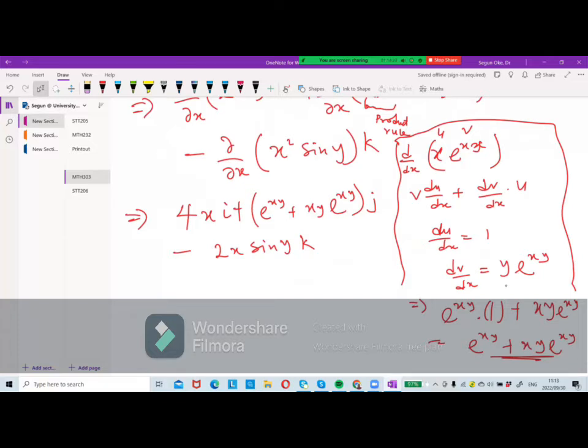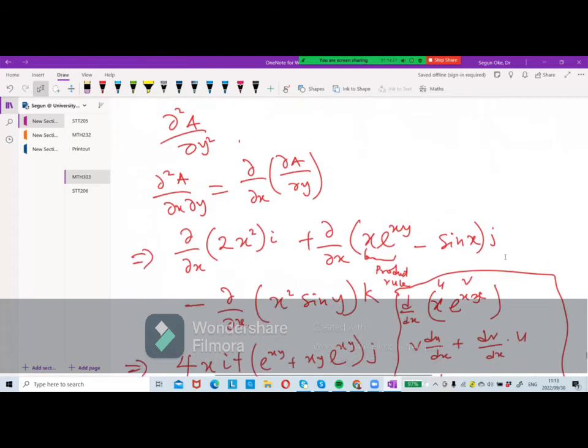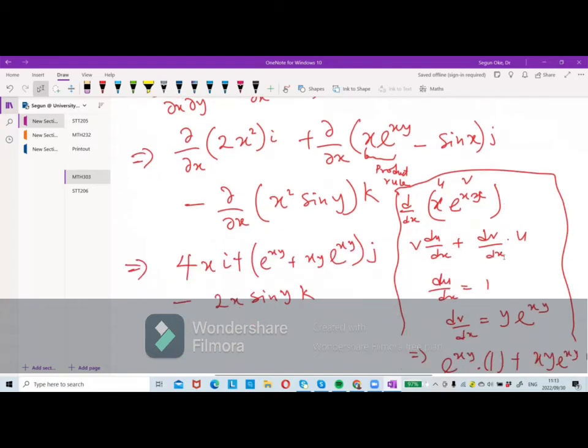Sorry, please, can you go up a little, sir? We're differentiating d/dx of x exponential xy minus sine x. But at the other part, there is no cos. Do we need to change the sign to cos? No, that's an omission. Let's write it. Thank you for that observation. When you differentiate sine x, what do you have? That's cos x. Thank you.